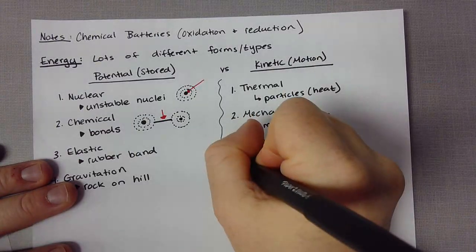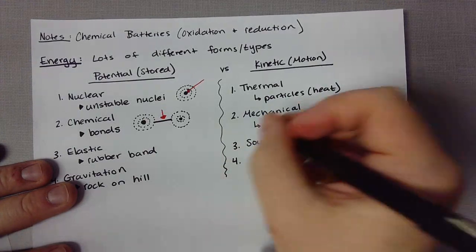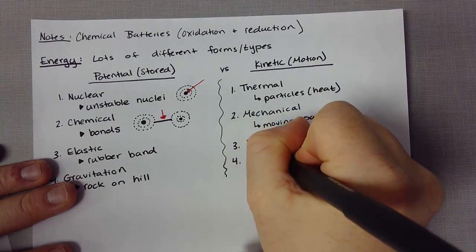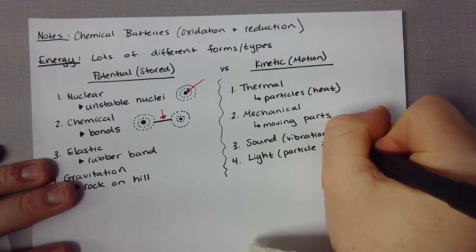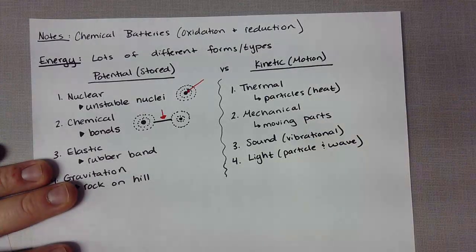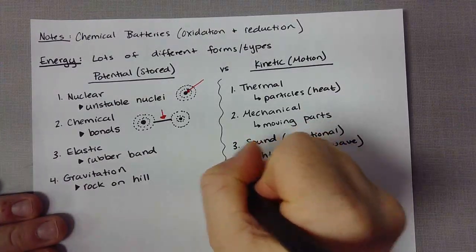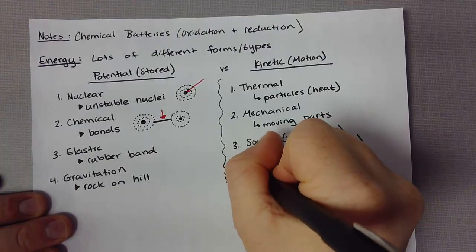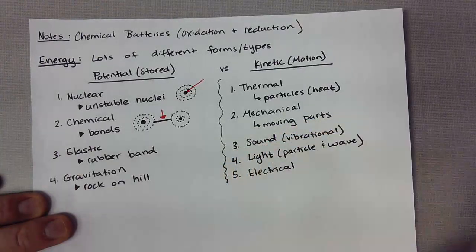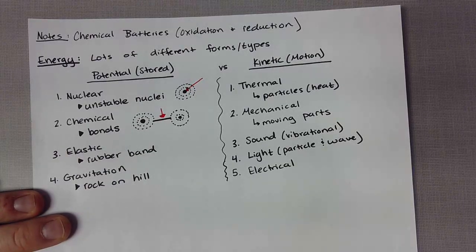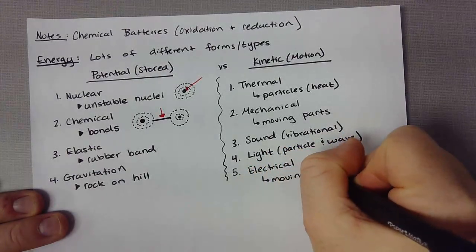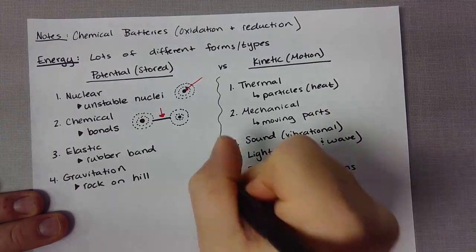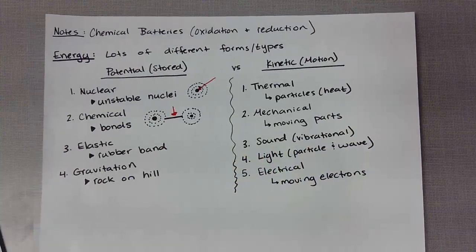We could have energy moving on light waves, which is actually a combination of particle and wave movement. Or we could have electrical energy, which a lot of you are familiar with because you use light switches, but you may not actually know that electrical energy is the movement of electrons. So this is our list.